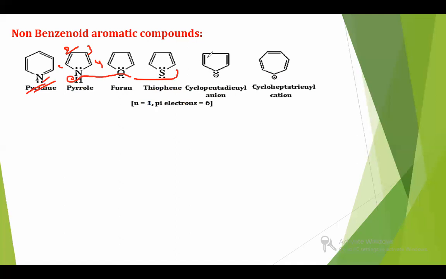This is dienyl, 5 carbon. Cyclopentane with double bonds is pentene, diene, the dienyl group.